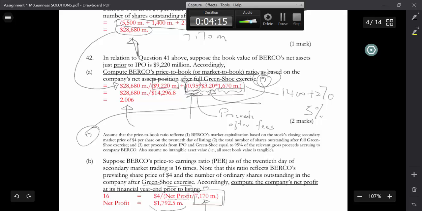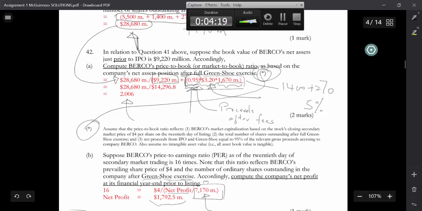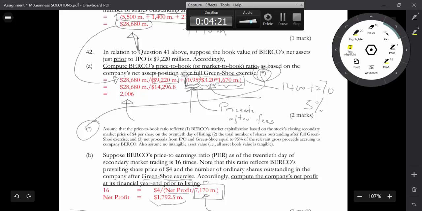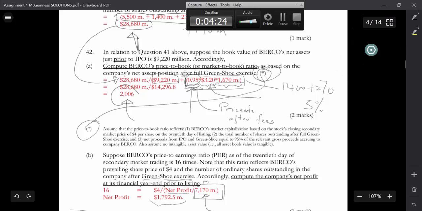Okay, where were we? Yeah, so the price to book is around 2 times. Yes, sir.